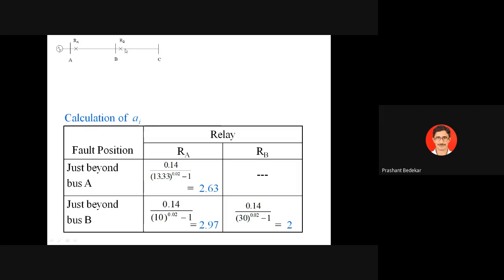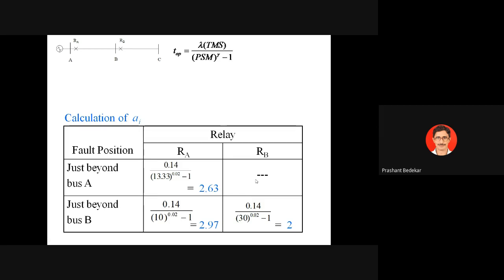A fault just beyond B will be seen by both relay RA and RB. The calculation of AI constant for RA comes out to be 2.97, and for RB it comes out to be 2. Let's see how these values are calculated in brief.